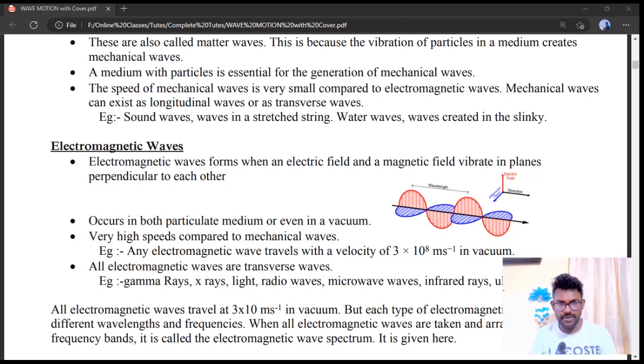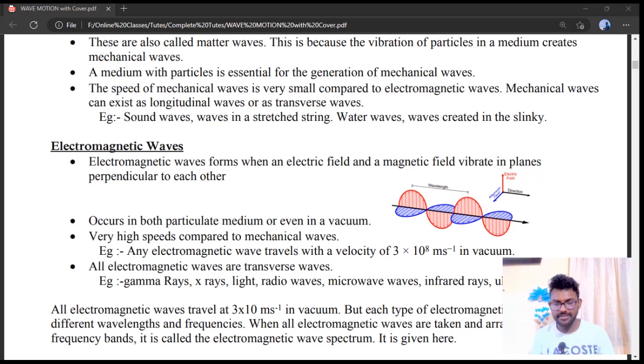electromagnetic wave. Electromagnetic waves can pass through a medium or even through a vacuum, where there are no particles. And they have very huge velocities, like 3 into 10 to the power 8 in a vacuum. Is that the velocity of light? Yes. So light is also an electromagnetic wave. We have just considered it, right?